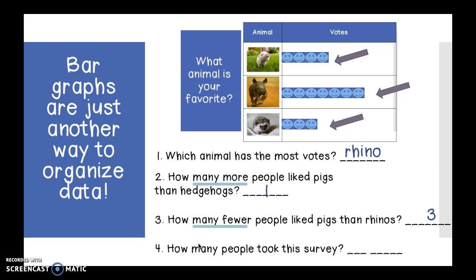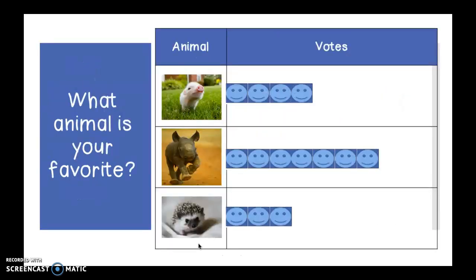So, my answer for how many fewer people liked pigs than rhino would be 3. And the last question says, how many people took this survey? Ooh, this is a tricky one because for this one you for sure have to count. And you can't go fast either. This is my recommendation. You could, of course, make a number sentence and say 4 plus 7 plus 3, and then add up to find the answer. You can totally do that, draw a picture, whatever you need to do.